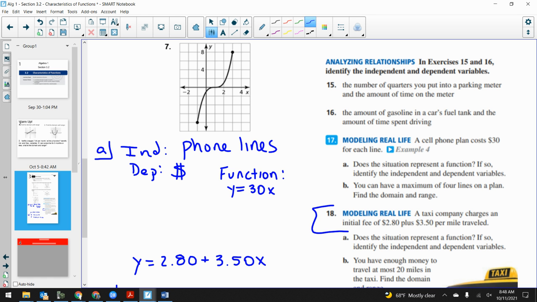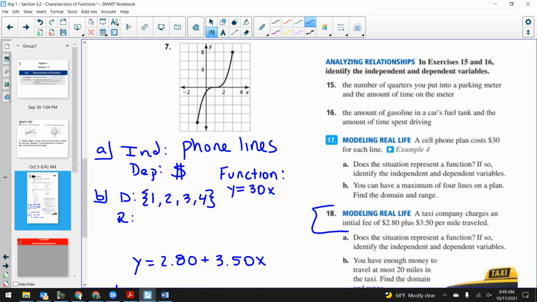Now, I then say in part B, you can have a maximum of up to 4 lines on a plan. Okay, for my domain. Would it make sense if I had 0 lines on a plan? No. So my first possibility, what about 0.5 of a line? No. My first possibility is 1. Can I have 1.5? No. Next possibility, 2, 3, and then 4, because I can have up to 4 lines. So this is one of those discrete examples. Single, solitary points where decimals don't make sense.